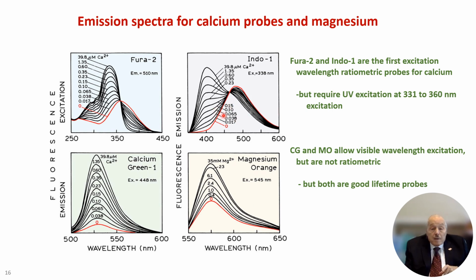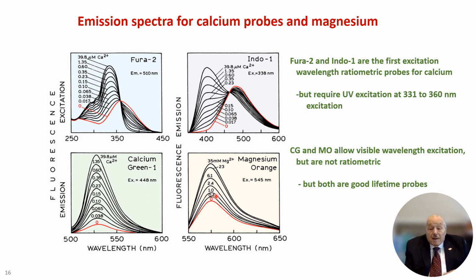I hope I have that right. Excuse me if I don't. Looking at the wavelength I have here, it looks like Indo-1 is an emission wavelength ratiometric probe. So I got that one incorrect, but we got to figure it out.